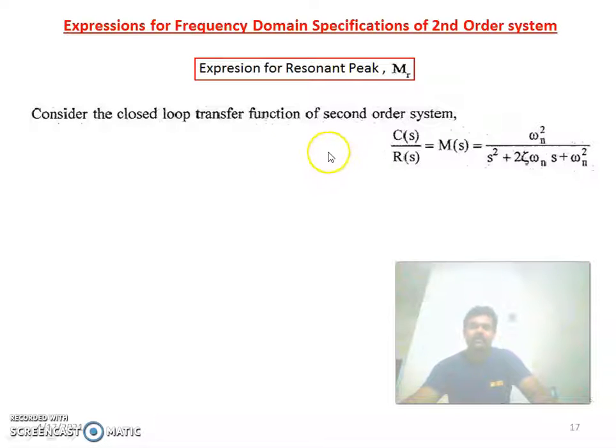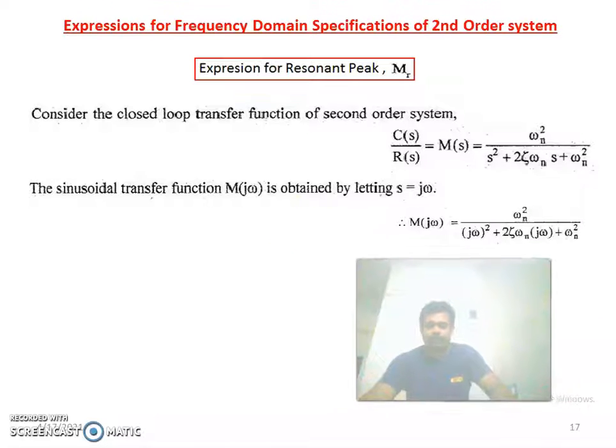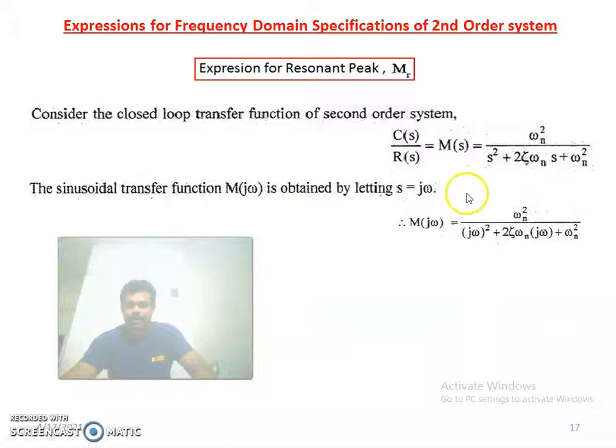It is nothing but C of S by R of S is equal to omega n square divided by S square plus 2 zeta omega n S plus omega n square. Already we have studied this in the second unit. Now if you substitute S is equal to j omega, then we will get the sinusoidal transfer function. So this is nothing but the sinusoidal transfer function obtained by substituting S is equal to j omega.